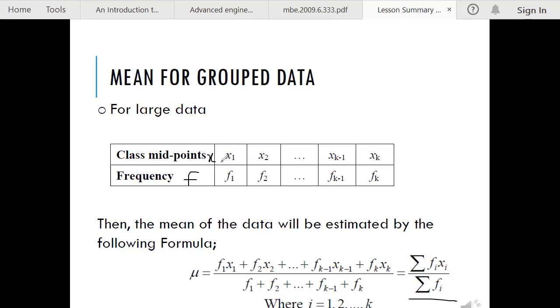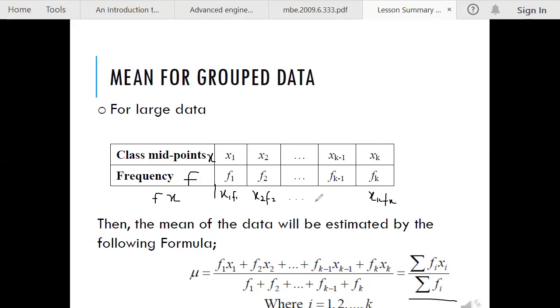Good. So you multiply each frequency with its corresponding midpoint. You create another column, fx, which means you are going to multiply x1 times f1, x2 times f2, etc., till we get to xk times fk, and we sum everything up. That is what the formula is asking us to find.